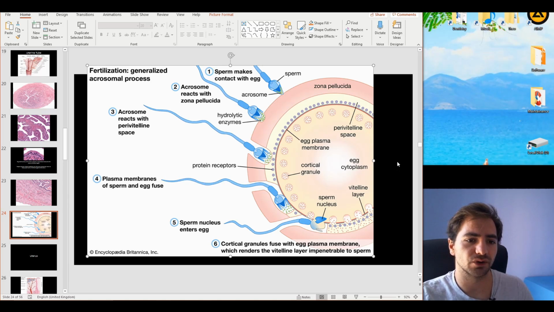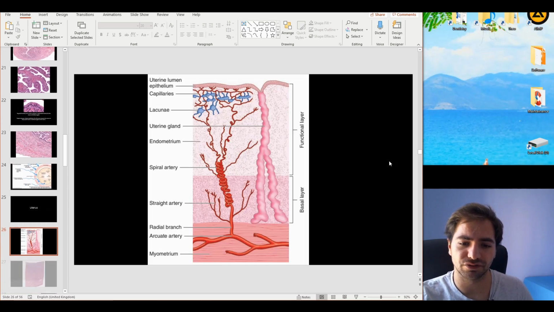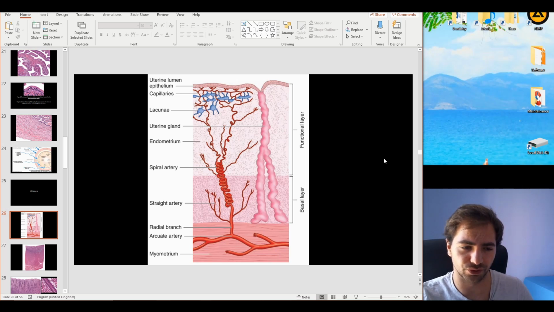Now next up we're going to talk about the uterus. The uterus is a structure that has 3 to 4 layers. Why 3 to 4? Because the mucosa typically tends to be subdivided into two layers, the basal and the functional. So we have, as always, the mucosal layer, which is the endometrium, the myometrium beneath, and the perimetrium, the outermost layer.